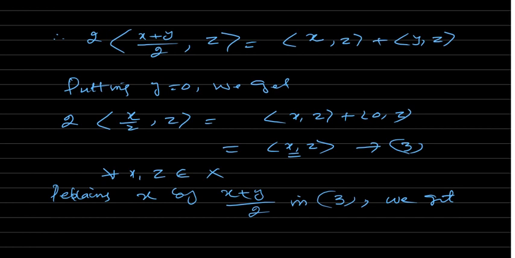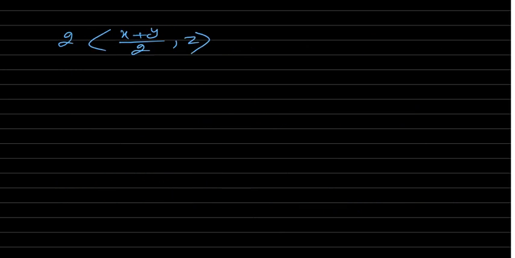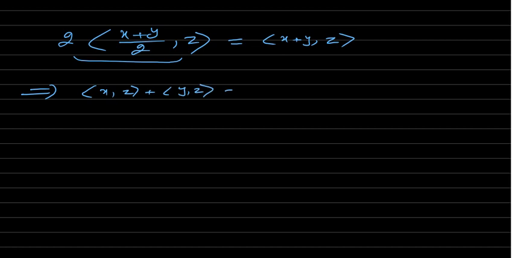No, we will replace x with x plus y, sorry, just x plus y divided by 2 is already there. Okay, so this will be 2 times the inner product of (x plus y) divided by 2, and here it will be x plus y with z. So this is equal to, okay. Now this implies, but this you have seen, this is equal to the inner product of x with z plus the inner product of y with z. That's equal to the inner product of x plus y with z.